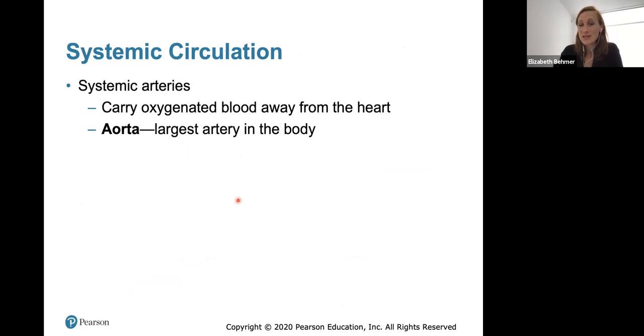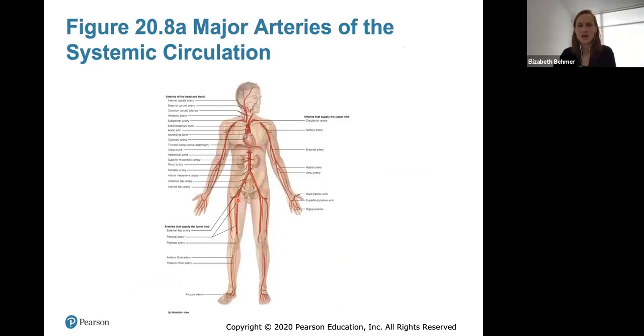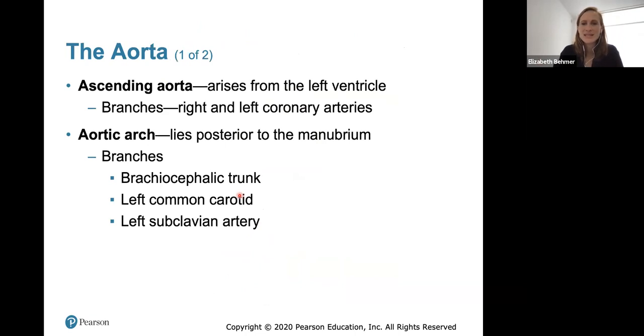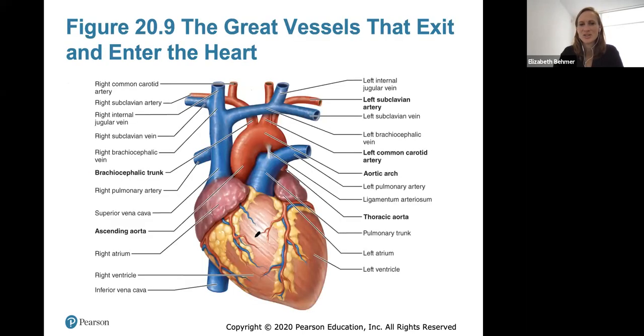Systemic arteries: the aorta is the largest artery, and then these are the major arteries of systemic circulation. You will be studying some of these in your labs, especially some in the arm and the legs and how that branches. Here are major arteries of the systemic circulation and where you can feel the pulse throughout the body, so the heartbeat. The ascending aorta arises from the left ventricle, and then it branches into right and left coronary arteries. The aortic arch lies posterior to the manubrium, and these are the three main branches of the aortic arch, which I do want you to know for lab and lecture, and I'll show you a picture of this.